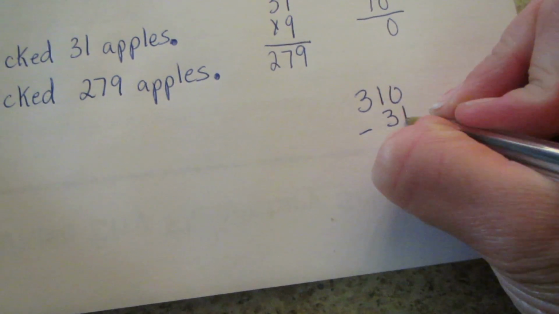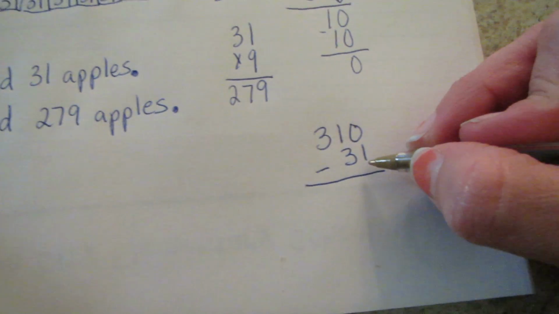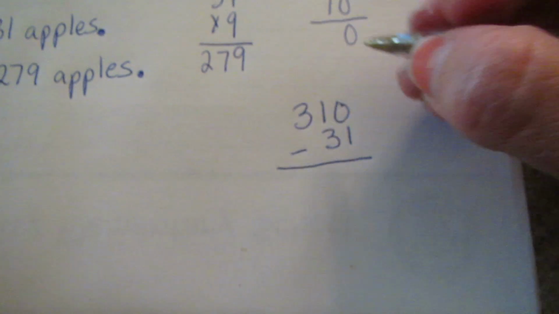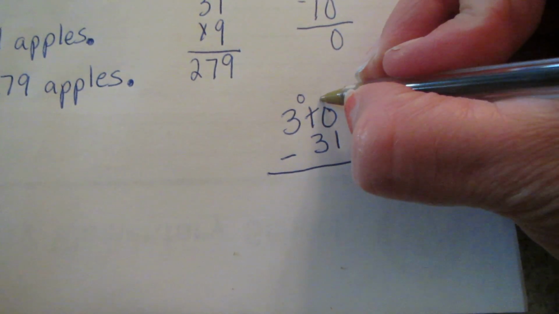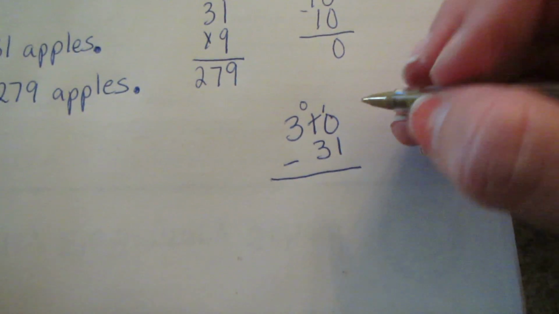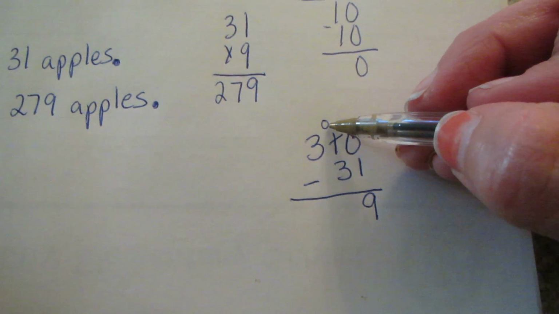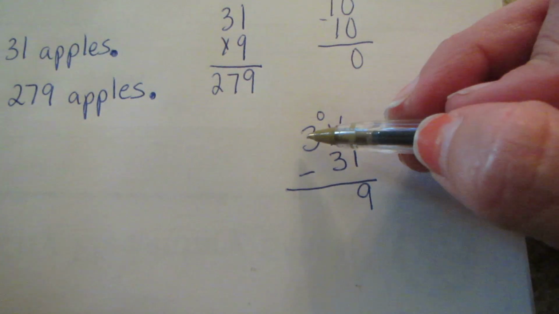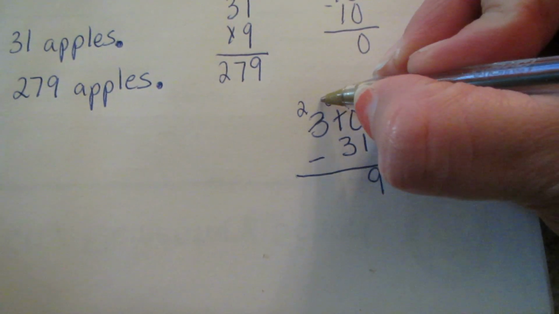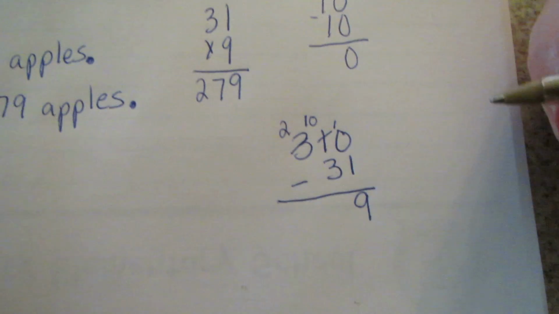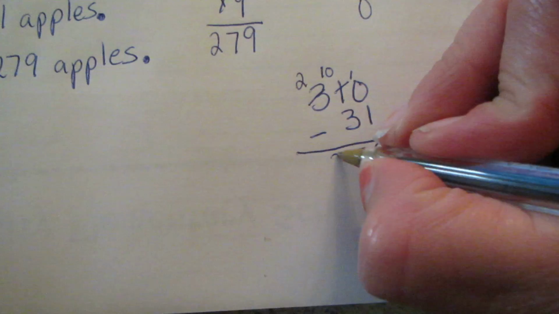310 minus 31. Now, you know you can't do 0 minus 1, so what you need to do is regroup. So we go next door, our 1 will become a 0, and this 0 will become a 10. 10 minus 1 is 9. Now, if you look at this, we can't do 0 minus 3, so we're going to regroup again. So this 3 will become a 2, and this 0 will become a 10. 10 minus 3 is 7, and 2 minus nothing is 2.